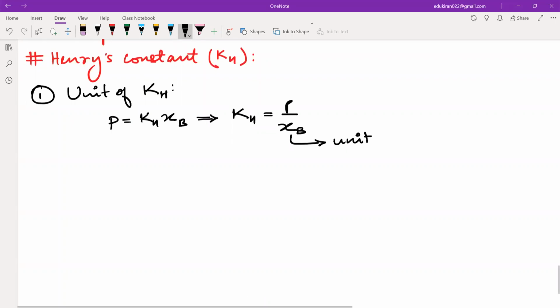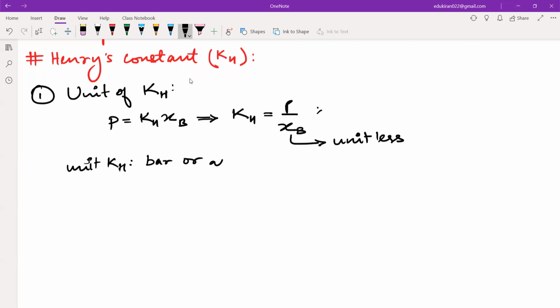What is the unit for mole fraction, guys? No unit, sir. Correct, it is unitless. If it is unitless, then KH will have the units of what? Pressure. So the unit of KH will be the same as the unit of pressure. It can be bar, or it can be ATM, or torr, or mm of Hg. All of these will be units of KH because mole fraction does not have any unit.